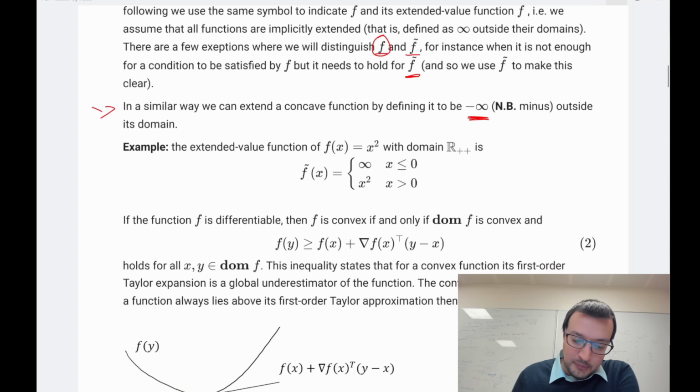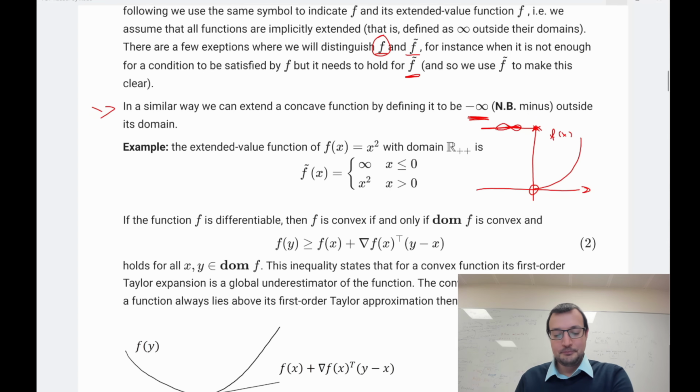Let's look at an example of extended value function, and we look at the function which is defined as x squared in R++, okay? So it's essentially this branch of a parabola in which the point at 0 is missing. So this is f of x. If we want to define the extended value function, that means that the function is going to be infinity over here, including the point at 0. Okay.